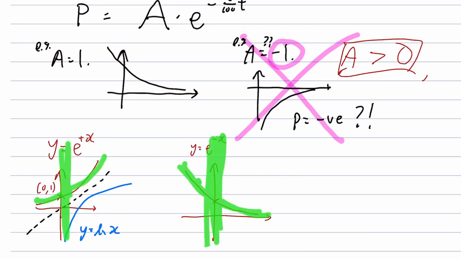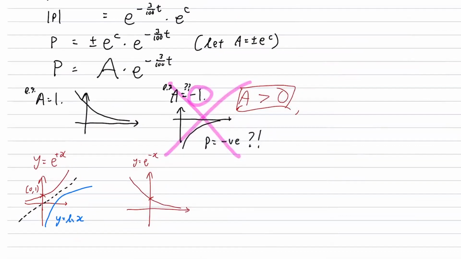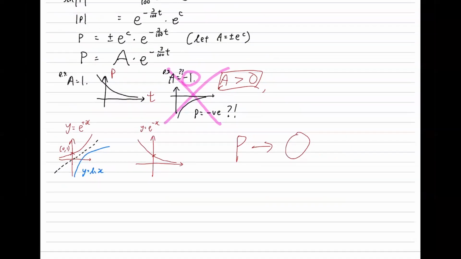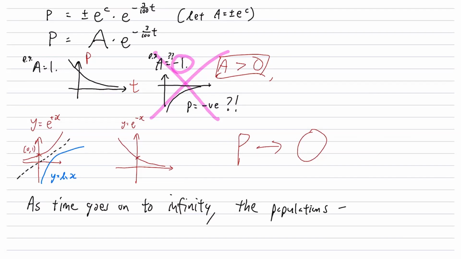So what do you notice about the graph? It's going towards 0. It's not actually y here, it's P, so it's the P axis against t. That means your P is going towards 0. So you've got the idea already. Population is dropping to 0, meaning they're going to die. But you must phrase it nicely. As time goes on to, I don't know, infinity, the population tends to 0.